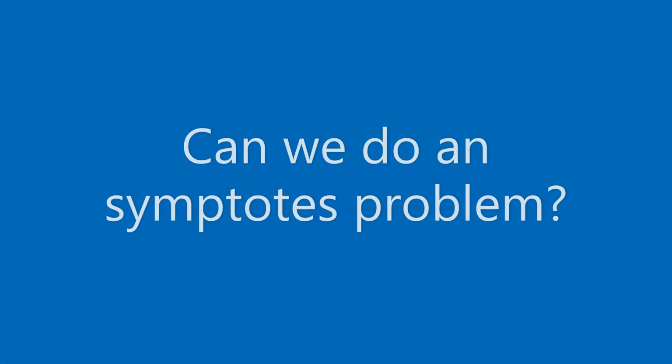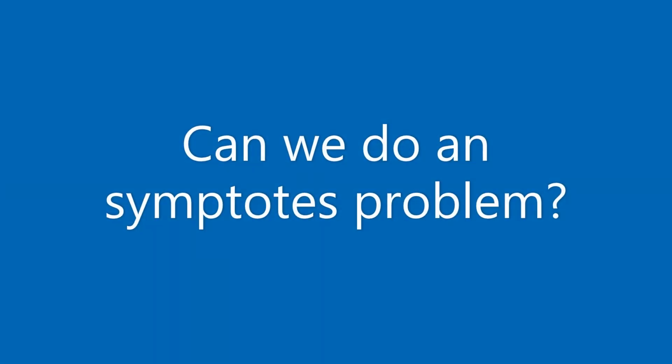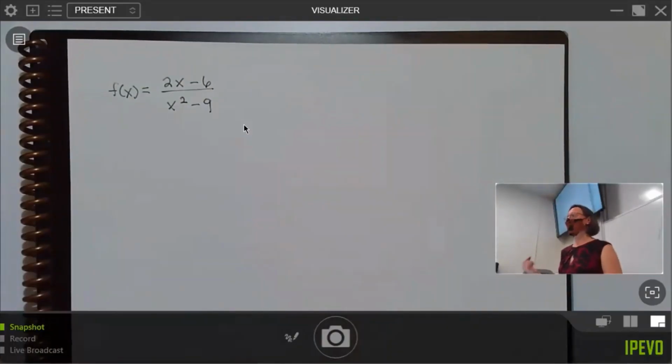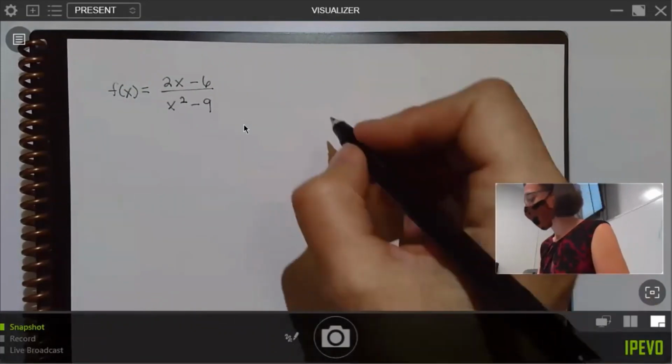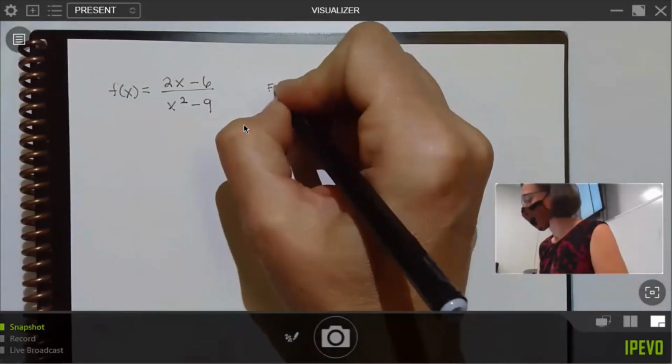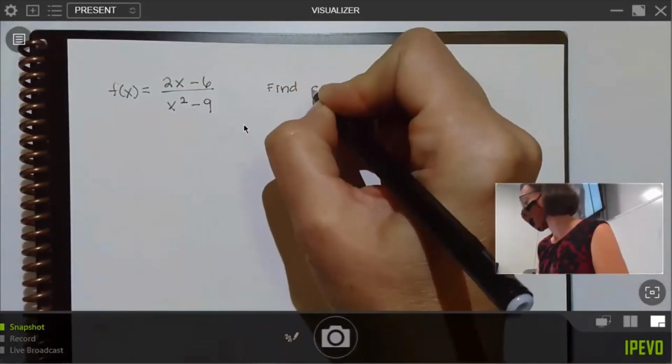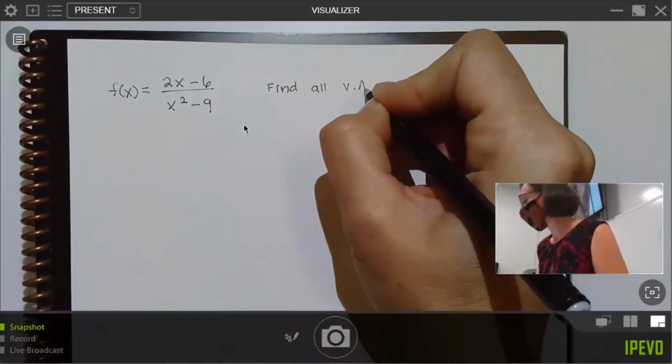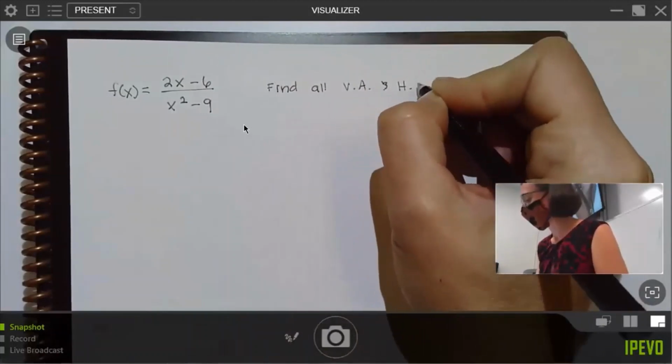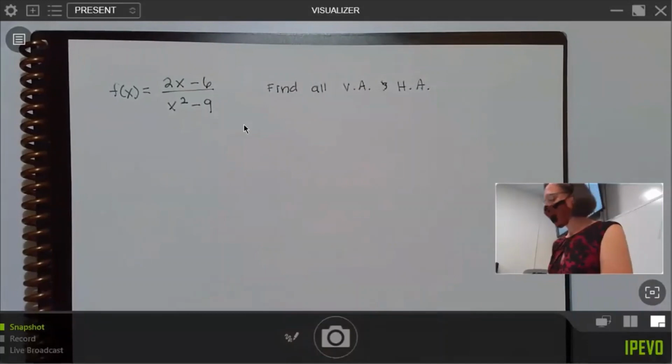Yep. The question asked us about only one limit, the limit as x approaches 3. But I could also give you this function and then ask you to find all asymptotes. So find all the vertical asymptotes and horizontal asymptotes. Let's start.